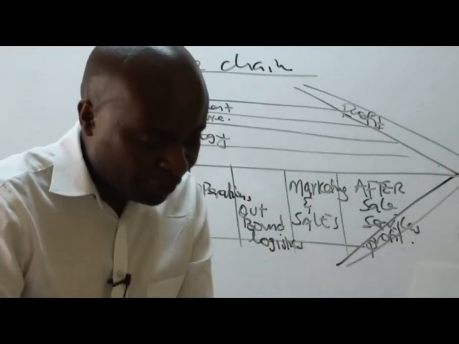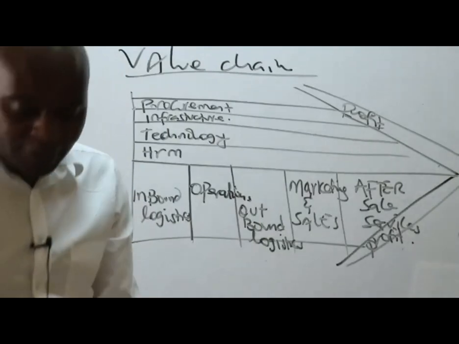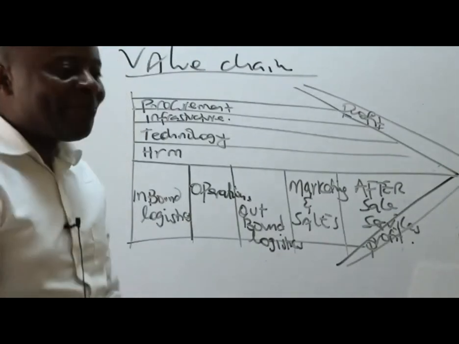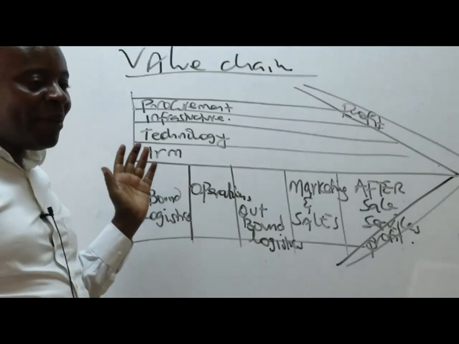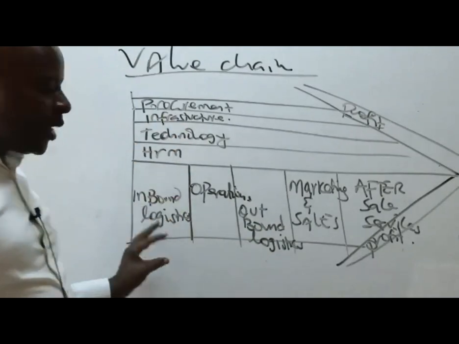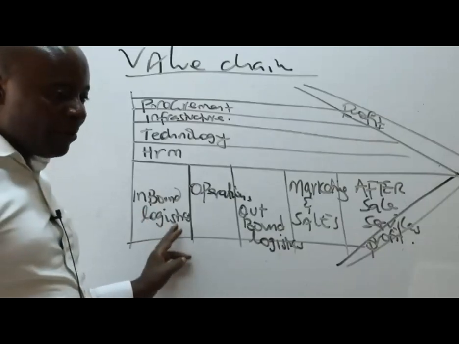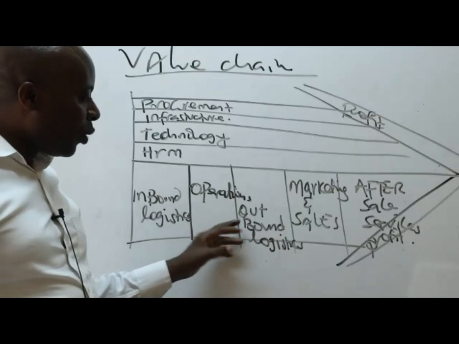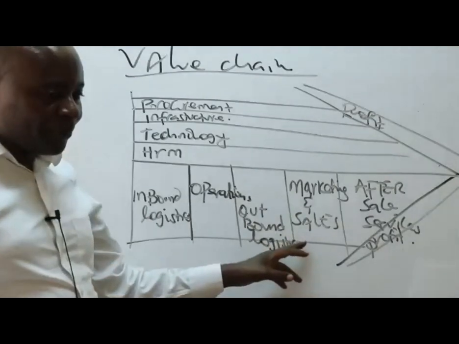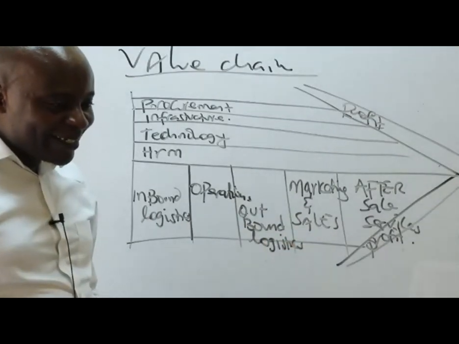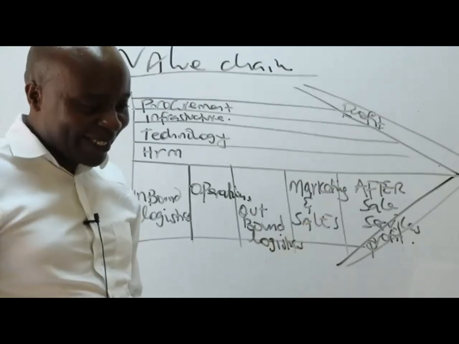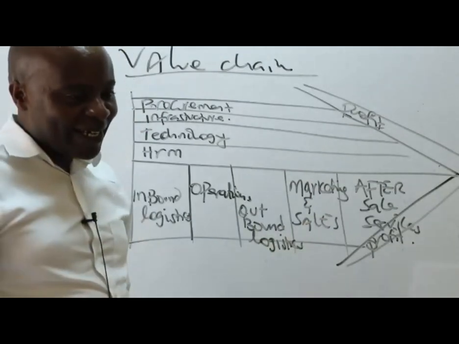That one I should be able to tell you very fast. The page number is 108. So have you finished putting down this drawing? Have you been able to see my handwriting? Procurement, infrastructure, technology, human resource management. We have inbound logistics, operations, outbound logistics, marketing and sales, and after-sale services.